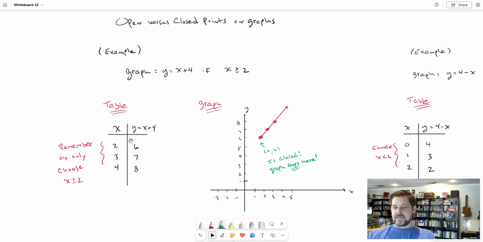Now, if I take these points and plot them on a graph, here you see a graph, I got (2, 6) right there, (3, 7), (4, 8), and I see those 3 points are right along a line together, and I drew a line through those 3 points, and that's the graph, okay? Now, that point right there, (2, 6), should be closed. So why is that? I'll tell you 2 reasons why this point right here should be closed.